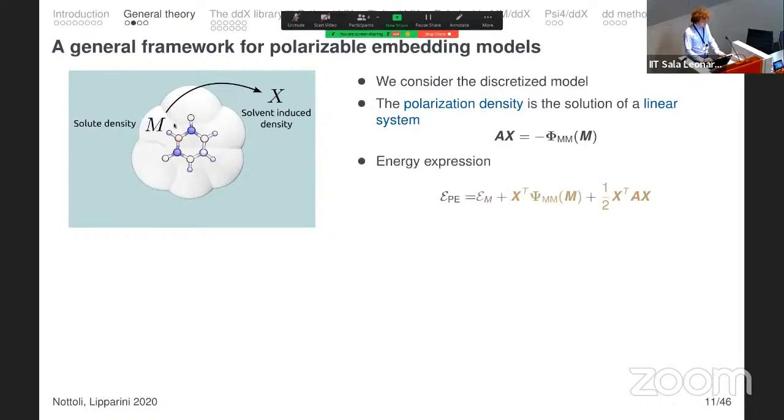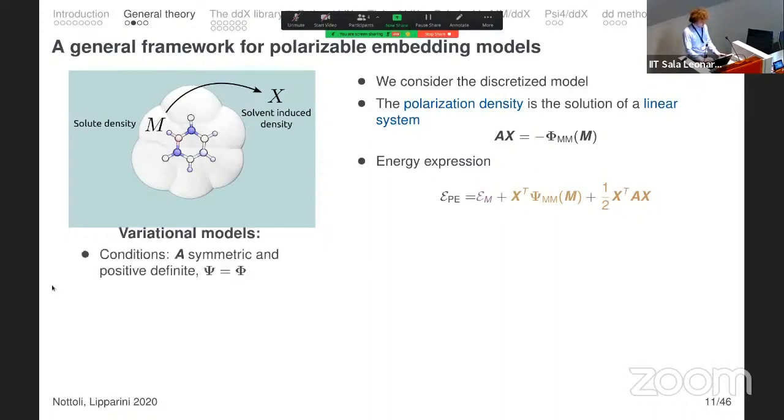We will have some self-interaction of the solute density, which is this E of m. Then we have a bilinear interaction between the solute density and the solvent-induced density, which is this term here. And as you can see, this function may be the same, may be different, but it's again linear in the density of the solute. And finally, we have a self-interaction term of the solvent-induced density, which is this last one. Now, if the matrix is symmetric and positive definite, and the two functions psi and phi are the same, then we fall in the case of a variational model. Variational means that the polarization density x is the unique minimizer of the energy function.